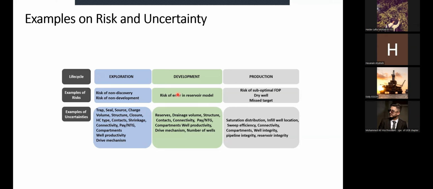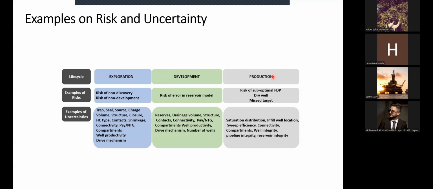In the development part, once you have explored the field and found there is oil, you will move to development. Now, in development, you also have a problem, which is the risk of error in the reservoir model. When you build a model and expect to produce, let's say, X millions of barrels, you are not sure, because you are uncertain about your reserves, how much reserve you have, or your drainage volume, structure, contact, connectivity, the net to gross, the compartmentalization, which is if there are faults or different properties across different areas, well productivity, drive mechanism, number of wells. All of these are uncertainty. You are living again with uncertainty.